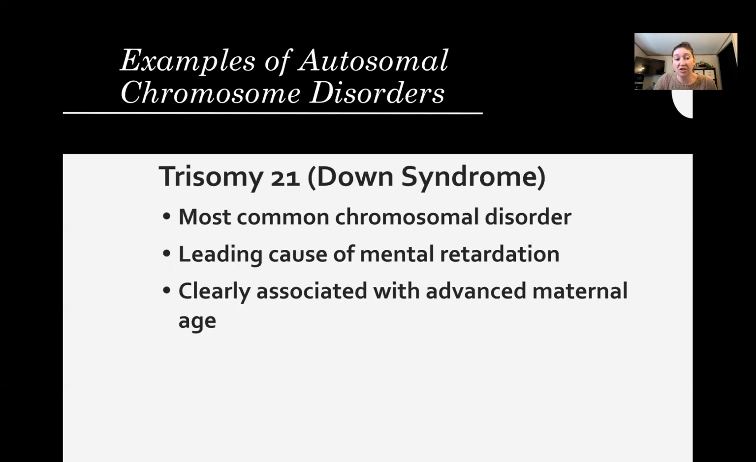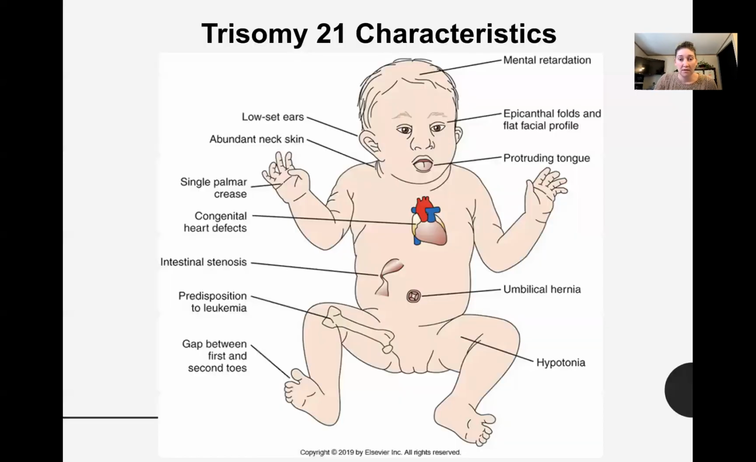And he mentioned trisomy 21, which is Down syndrome. This is the most common chromosomal disorder, the leading cause of mental retardation, and it is clearly associated with advanced maternal age. Again, that is a risk factor, though, it does not cause it. And here are some of the characteristics we see classically presented with Down syndrome or trisomy 21. This is here for your reference. We don't need to go over all of them.